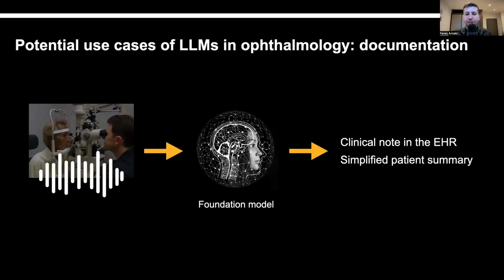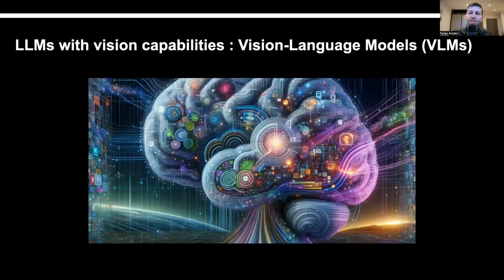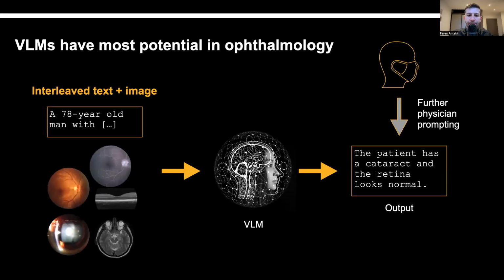Or a documentation agent that can record and summarize a clinical encounter and write a note in the electronic health record. And of course, a smart triage agent that would answer patient queries and analyze patient images 24 hours a day, 7 days a week. But for LLMs to see and understand images, they would need to have vision capabilities. LLMs with vision capabilities are also known as vision language models, VLMs.